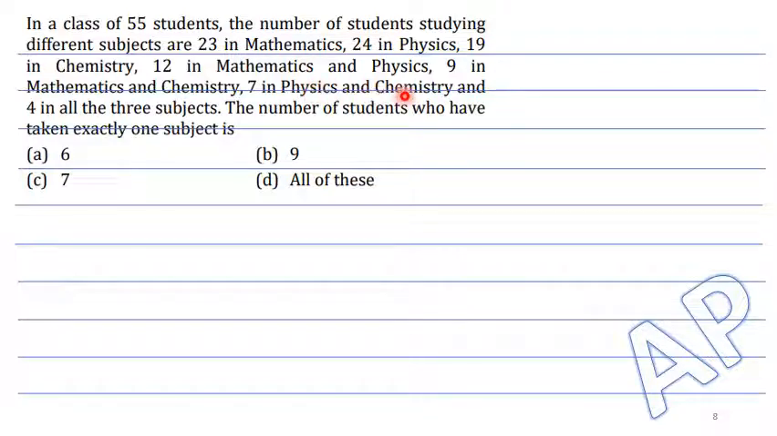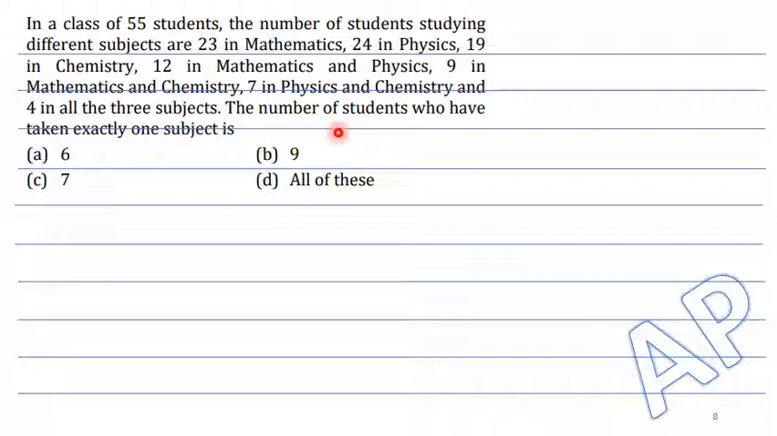P intersection C, number of elements in this set of students who are studying physics and chemistry. P intersection C is 7 and 4 in all the 3 subjects. Andre physics, chemistry ಮತ್ತೆ mathematics 3 ಓದೋರು 4 ಜನ ಆದ್ರೆ the number of students who have taken exactly one subject ಅಂದ್ರೆ ಈಗ ಮ್ಯಾಥ್ಸ್ ಅಂದ್ರೆ ಬರೀ ಮ್ಯಾಥ್ಸ್ ಓದ್ತಾರೆ, ಫಿಸಿಕ್ಸ್ ಕೆಮಿಸ್ಟ್ರಿ ಓದಲ್ಲ.